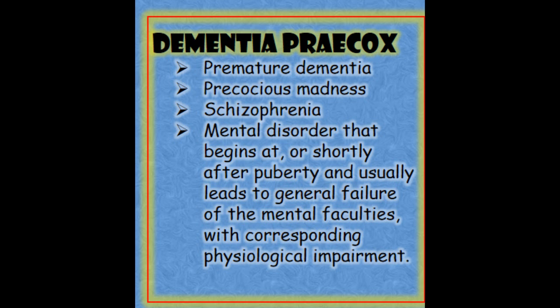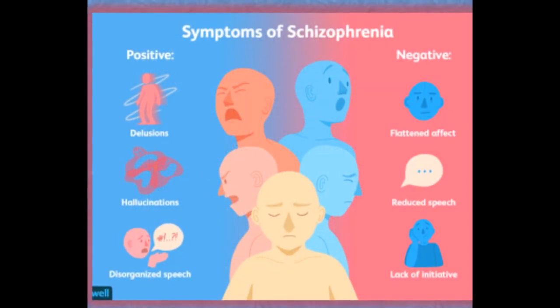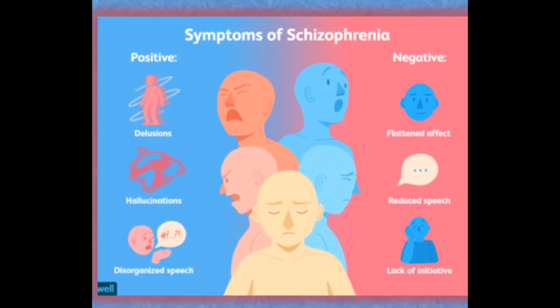So, ito ay it says here, a mental disorder that begins at or shortly after puberty. So, it begins somewhere at the age of 12, usually, and leads to general failure of the mental faculties with corresponding physiological impairment. So, the one that is being affected here is the mind or the brain or the mentality of the person. So, ano ba yung mga symptoms dyan? So here, we have the symptoms of schizophrenia. So, it is classified into two.